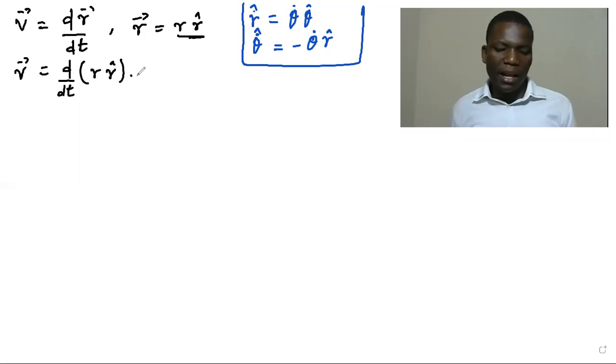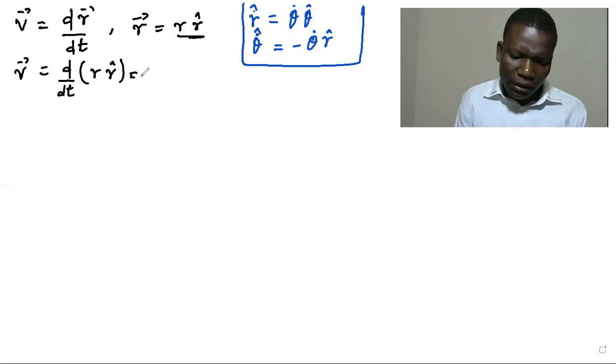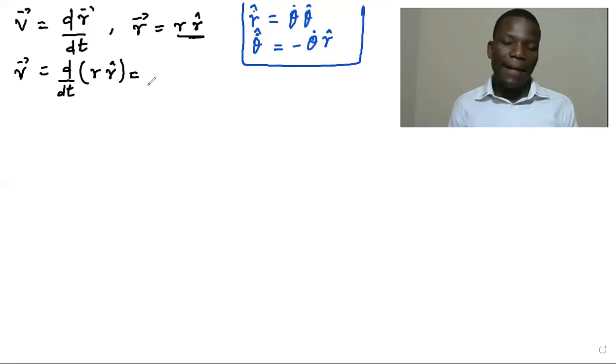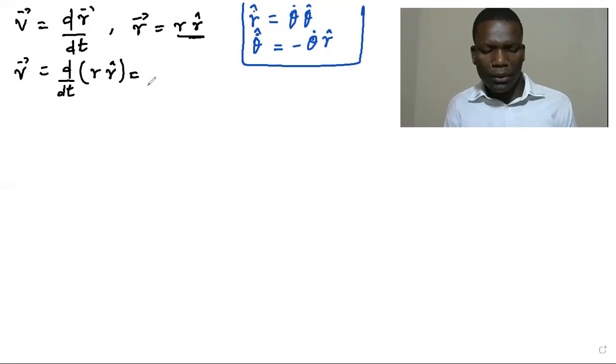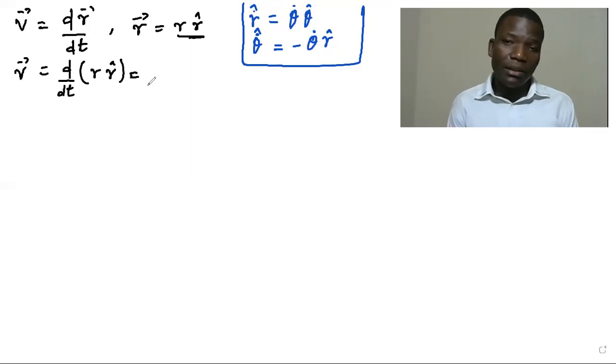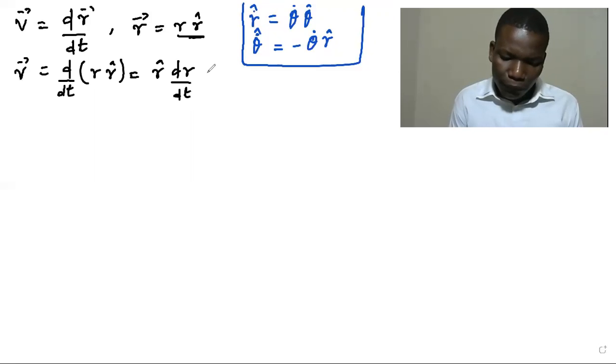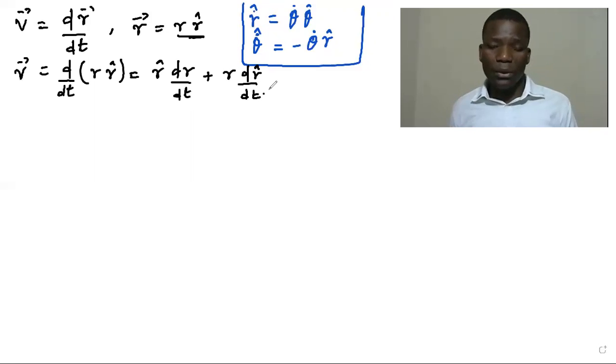like that. This is a bit of basic calculus, where when R is changing, the unit vector will remain constant, and when the unit vector is changing, R is going to remain constant. So what we have is the unit vector constant and R changing, plus R constant and the unit vector changing. This is what we're going to have.